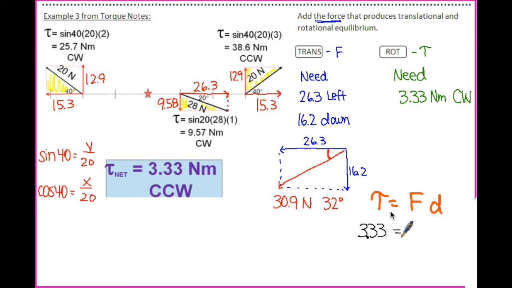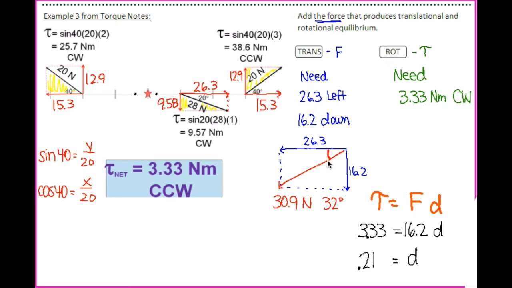But remember, in the torque equation, this is only the perpendicular force. So I'm not going to use this. I'm just going to use the perpendicular part. That's the only part that causes torque. So I'm just going to put the 16.2 in here. And I got a distance of 0.21. So remember, that means 0.21 meters from the pivot point. So is it 0.21 meters here or 0.21 meters there?